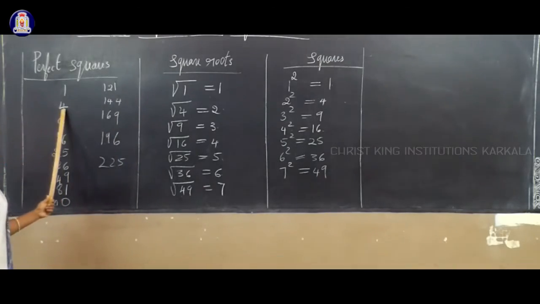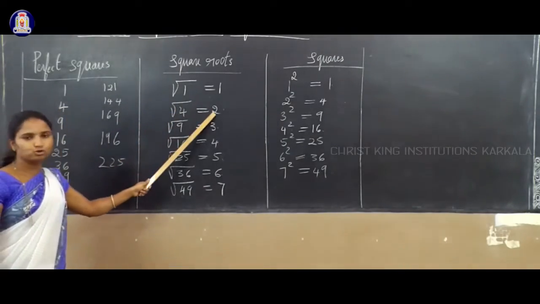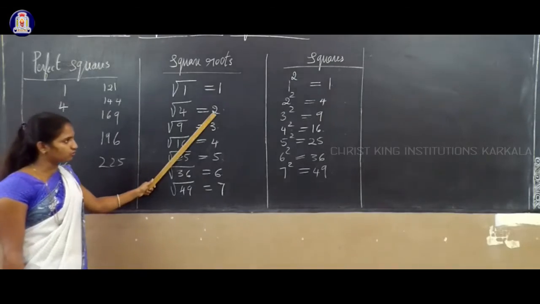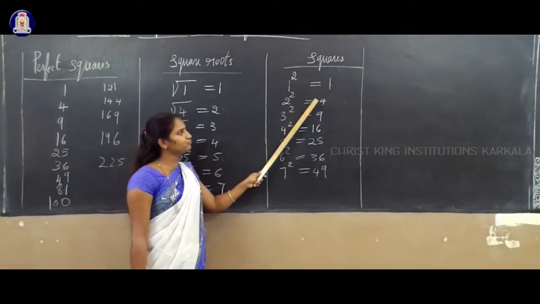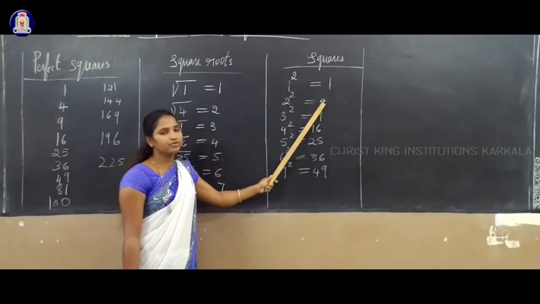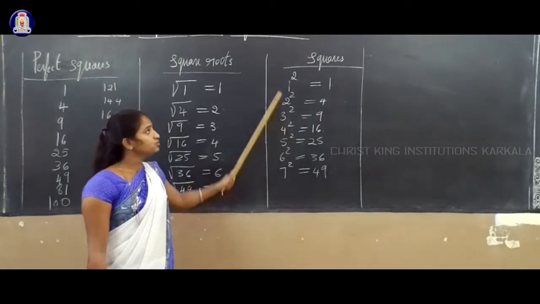Correct? So 4 is perfect. So root 4 is 2. Correct? Root 4 is a 2. So 2 square is a 4. Right? 2 square is a 4. These are square numbers. Squares.